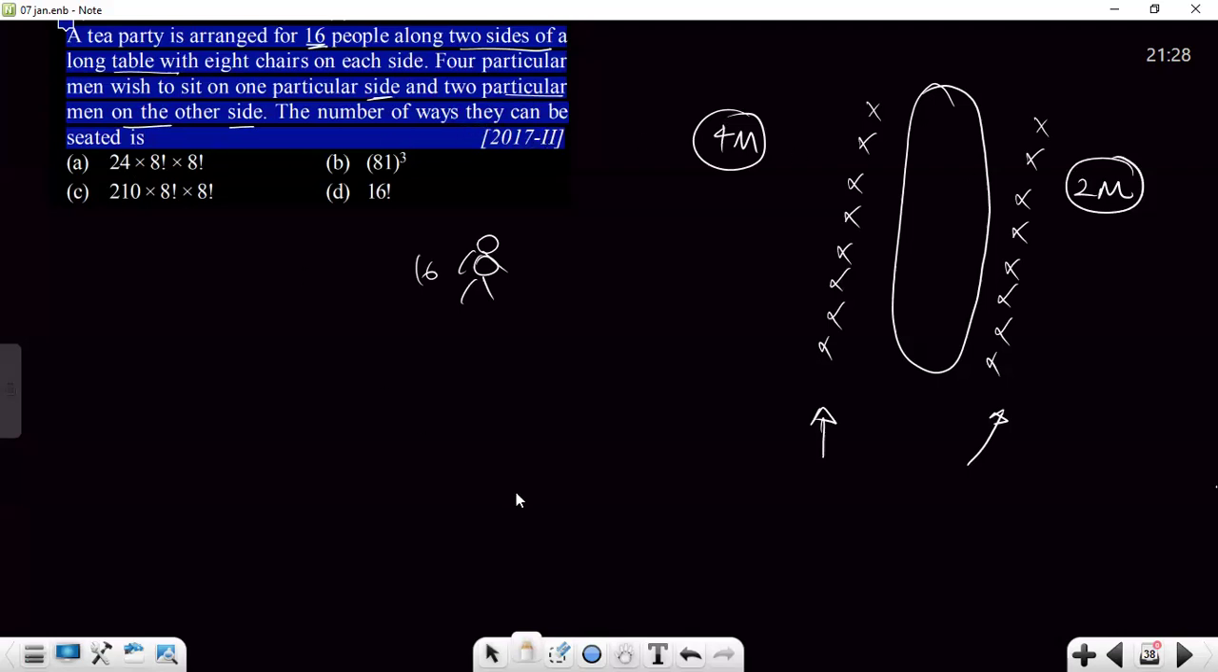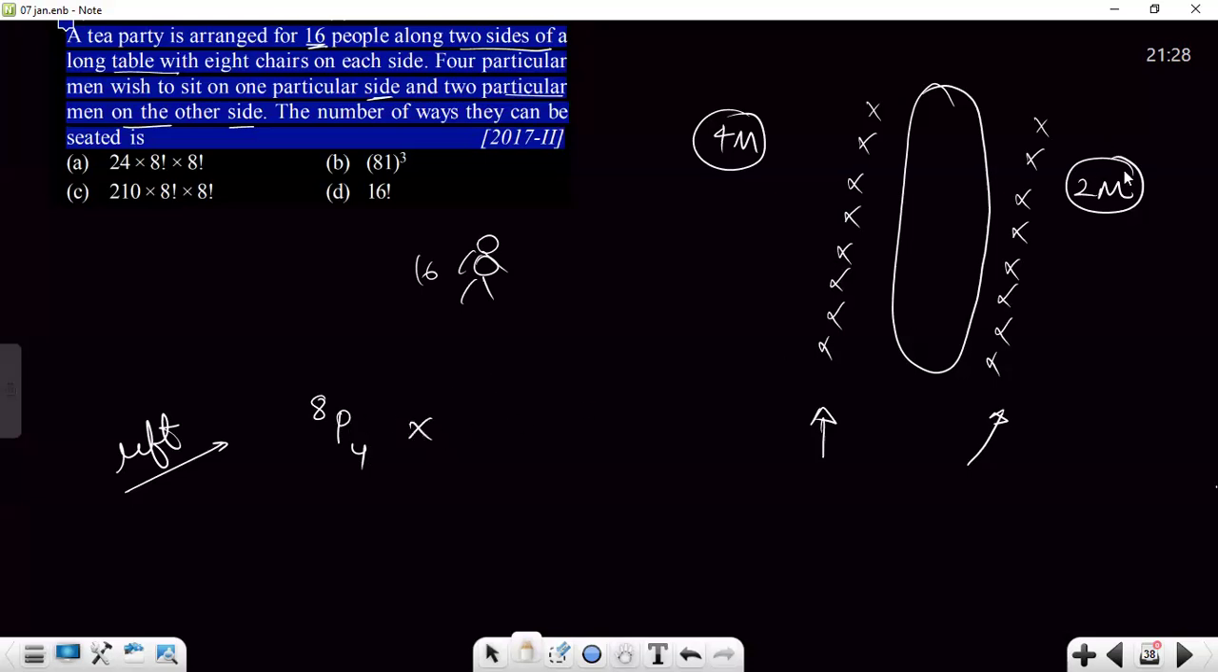The number of ways that they can be seated. First we need to make a choice of whether sending these four people to the left or to the right. So we are assuming one scenario in which we send these four people to the left. After sending them to the left, we can arrange them in 4 factorial manner. Sorry, there are 8 chairs and 4 people need to be seated. They can select chairs and arrange themselves in 8P4 ways. 8 chairs, 4 men, they can arrange themselves in this manner.